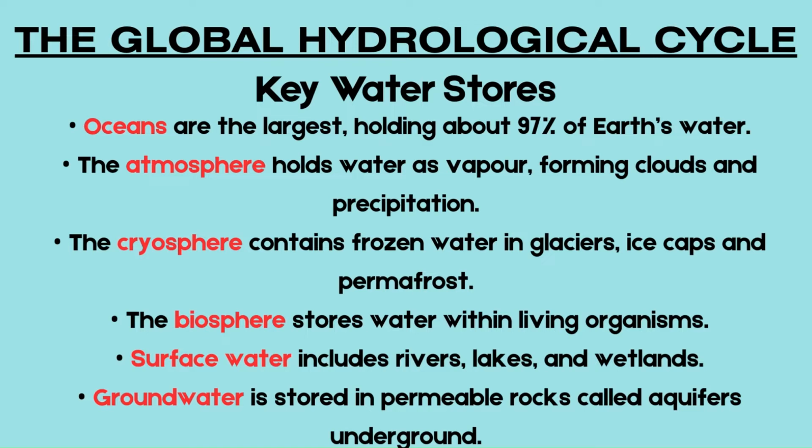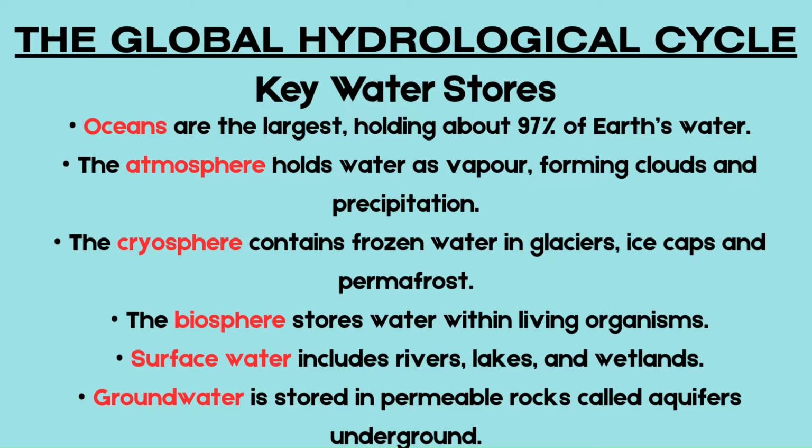These stores hold water for different amounts of time, and understanding them is critical. 1. Oceans. By far the largest store of water on Earth, oceans contain around 97% of all the water on the planet. However, most of this water is saline, meaning it's not directly usable by humans.